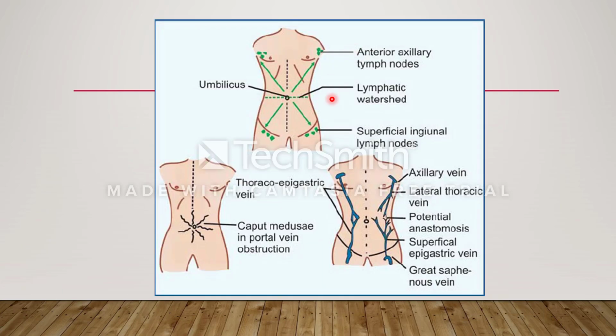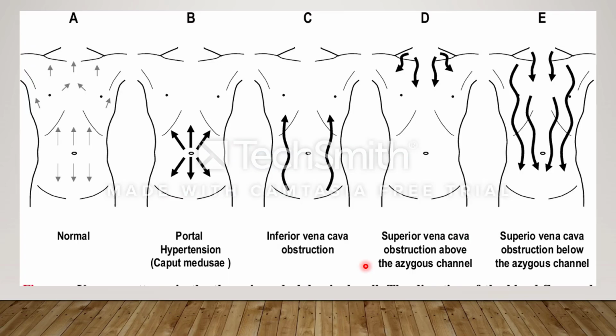See here, this is the watershed line, the lymphatic one. Above the umbilicus, all lymphatics will be drained into the anterior axillary lymph nodes, and below the umbilicus, they will be drained into the superficial inguinal lymph nodes. This is the caput medusae, which is formed in portal vein obstruction, and this is the normal diagram of the venous drainage. This is above the umbilicus. All veins will be drained into the lateral thoracic, then into the axillary vein, and below the umbilicus, they will be drained into the superficial epigastric, then into the great saphenous, and then into the femoral vein.